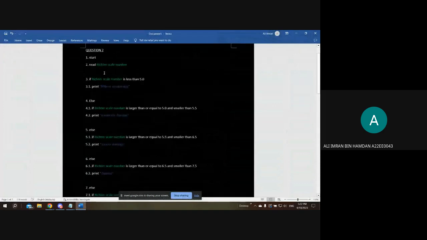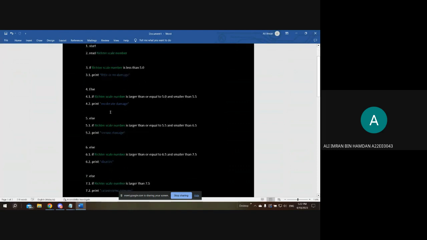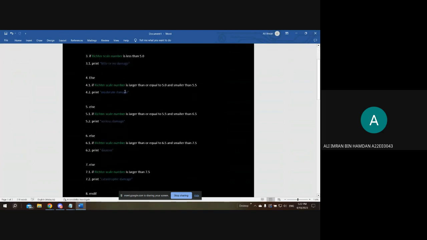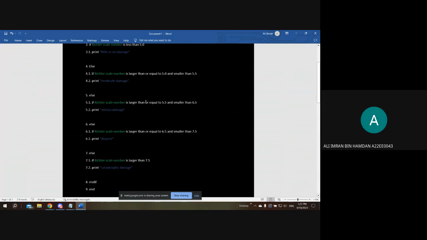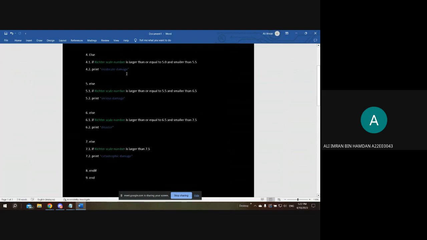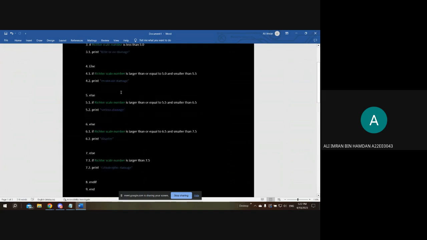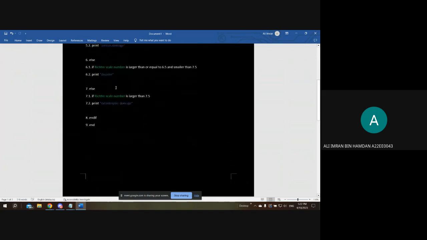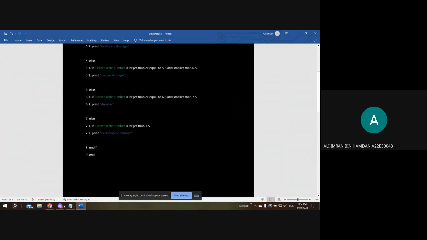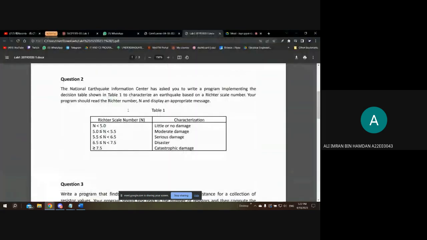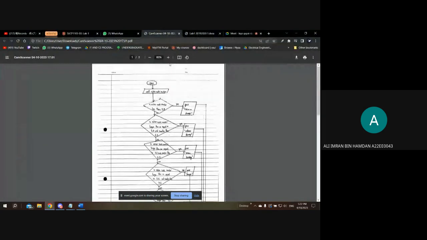So we start by reading the scale number, and then if it's less, print the total or damage. Basically, it's an exact copy of the table provided. So there's nothing too complicated over here. And of course, if it's larger than 7.5, catastrophic damage, disaster damage, moderate damage, not very complicated. So that's quite simple. And here's the flowchart.